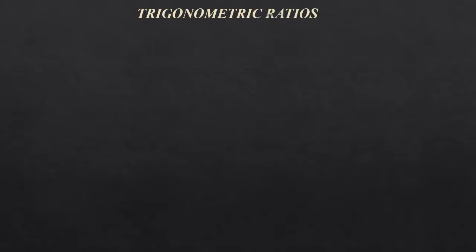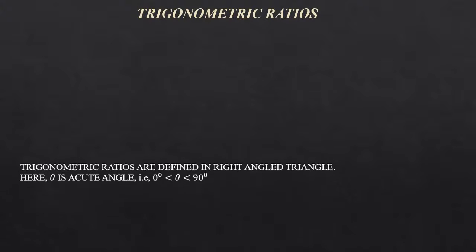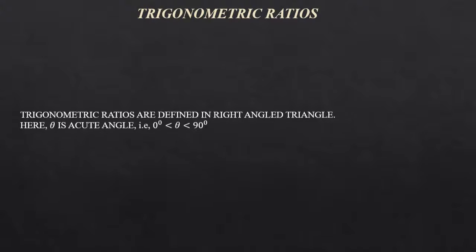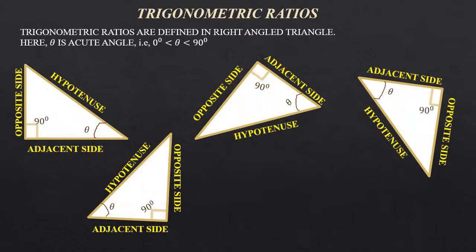Now we come into the main concept, trigonometric ratios. Generally, trigonometric ratios are defined in a right angle triangle. We all know about the right angle triangle. If one of the three angles of a triangle is 90 degrees, then that triangle is called a right angle triangle. So what about the other two angles in that triangle? They must be less than 90 degrees.